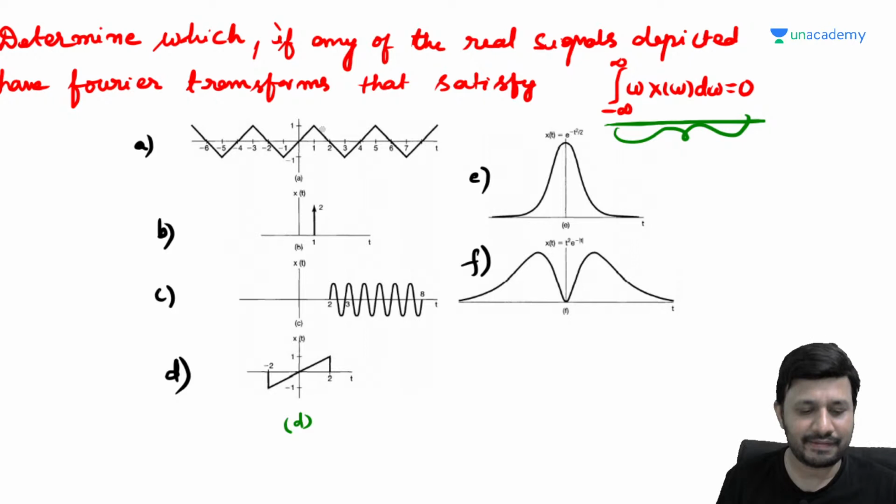Now look here, what happens? This first one is an odd signal. What happens if I differentiate this one? I'll get an even signal. An even signal's value at 0 cannot be 0. So this cannot be the answer.